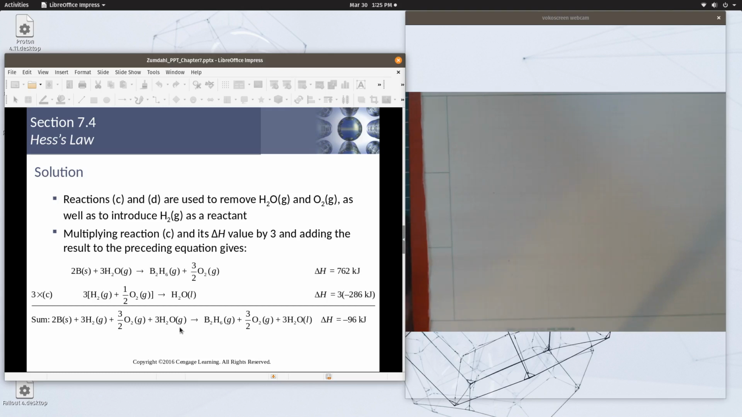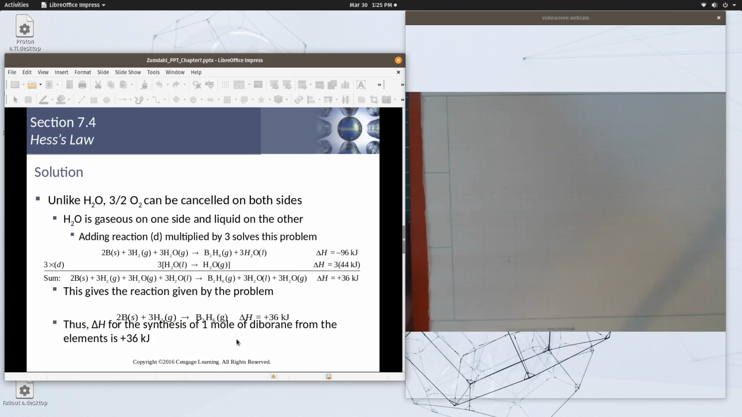So we're not quite done. We have almost everything that we need. We have 2 borons, we have our 3 hydrogens, we have our diborane here, and we can get rid of this, we can get rid of this, but we're not quite done. So what we need to do is vaporize the water.